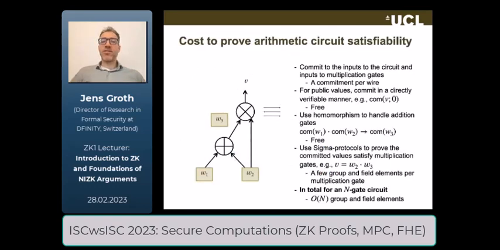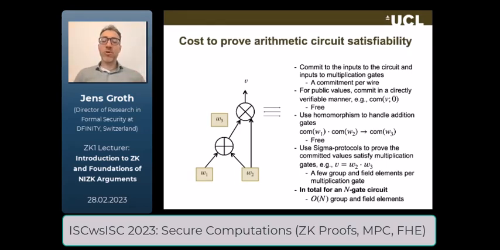Okay, so what's the cost of this? It's actually not too bad. It's sort of linear in the circuit, right? So, you have wires, you commit to the values in the wire, so that's 1 commitment per wire. For the public values, it's already known in the instance, so they come for free. For the addition gates, it's easy to multiply 2 input commitments together to get the output commitment, so that's also free. And then for every multiplication gate, we pay like 5, 6 elements, right?